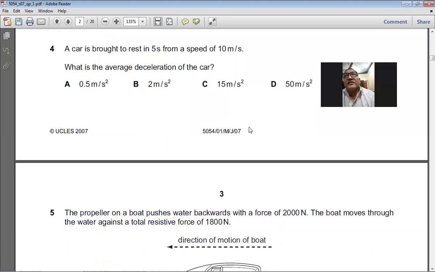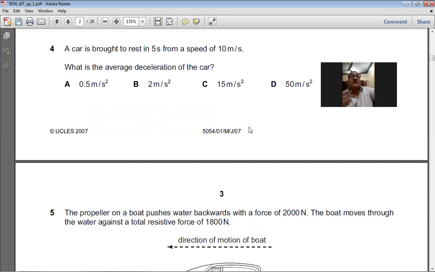The next part. A car is brought to rest in 5 seconds from a speed of 10 meters per second. What is the average deceleration of the car? You know, a car is brought to rest in 5 seconds. The time taken is 5 seconds. And from a speed of 10 meters per second, the initial velocity is 10 meters per second.